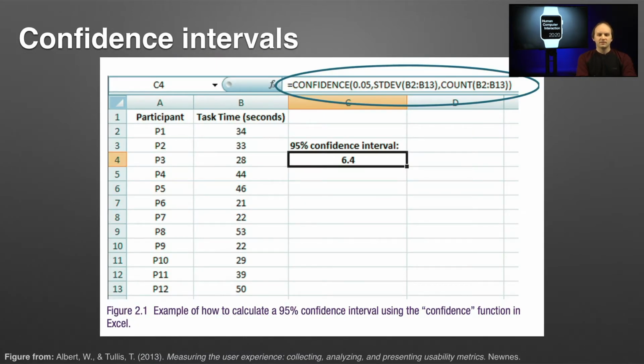And if you want to calculate a confidence interval in some spreadsheet software, this is from the Measuring User Experience book. This is how you would do it in Excel. And the formulas are similar in Google Sheets or in Apple Numbers or whatever you're using. You can see it's really quite simple here to calculate the confidence interval. In this case, the value that it's giving here, I believe, is the plus or minus range that you would have.